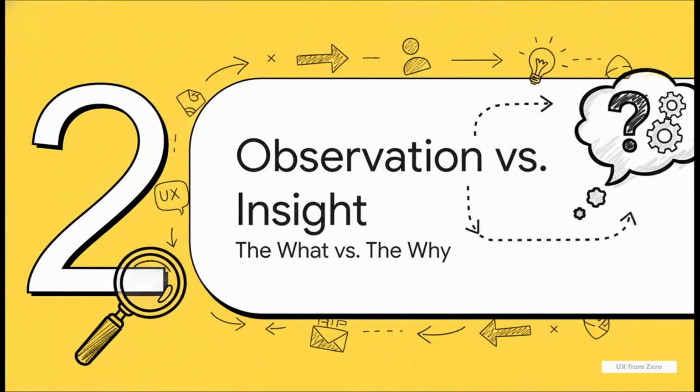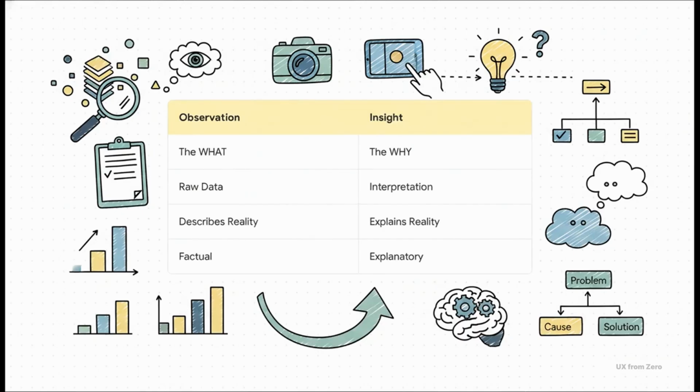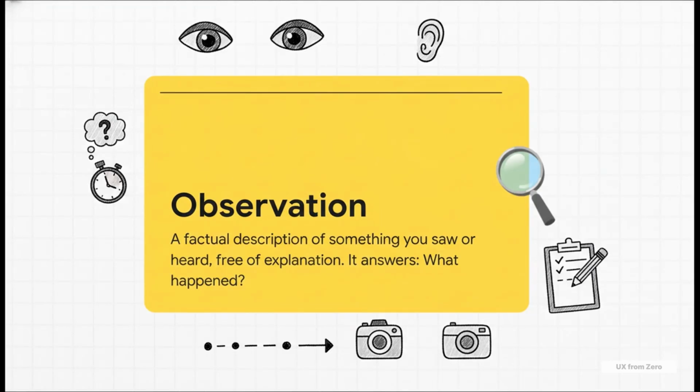And that idea, the what versus the why, that brings us right to the core of what we're talking about today, the huge critical difference between an observation and an insight. I love this little chart because it just makes it so clear. On one side, you've got observation. That's the what. It's the raw data, the facts. It just describes what's happening. But on the other side, you've got insight. And that's the magic. That's the why. It's not just data. It's your interpretation of that data. It doesn't just describe reality. It explains it.